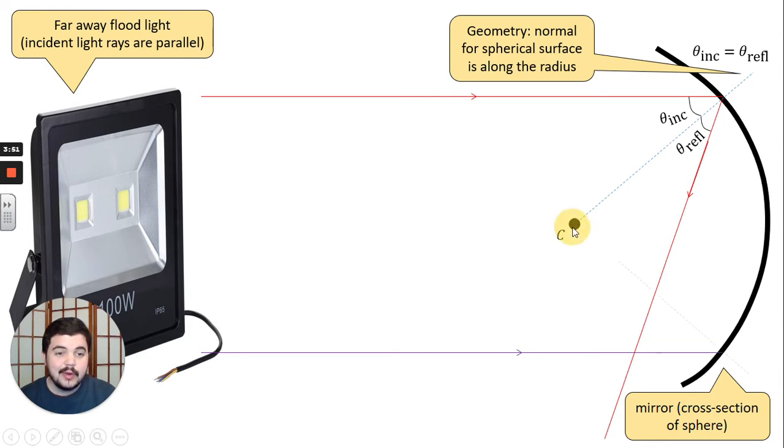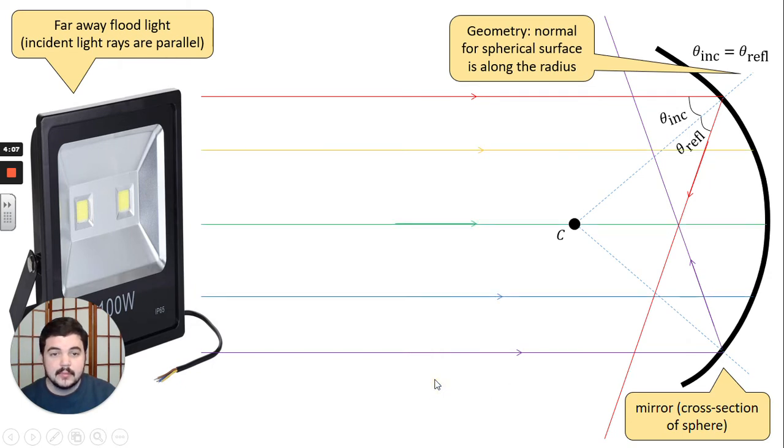If we run a radial line through the center of the circle, that's going to give us our normal because it's a sphere. So it'll reflect off in such a way that the angle of incidence is equal to the angle of reflection. When that happens, the purple ray meets the red ray there. Now let's add in a few more representative rays.